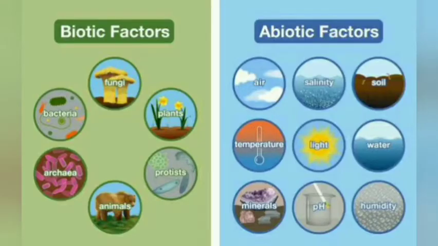Biotic and abiotic factors. Abiotic factors are non-living parts such as sunlight, air, water, and minerals in the soil. But the biotic factors are living things of our environment such as plants, animals, bacteria, and other organisms.